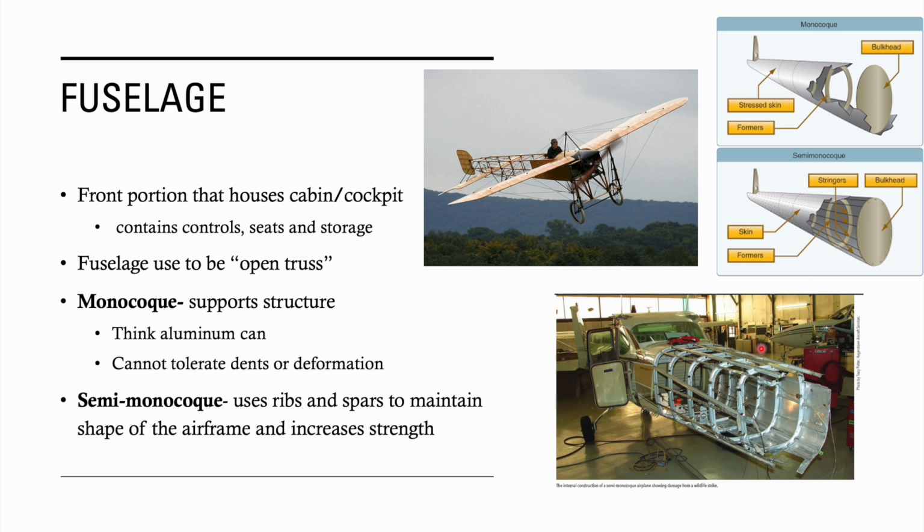Currently, in a Cessna at least, we use what's called a semi-monocoque, which is this design here at the bottom. So it uses ribs, spars, and stringers and a couple other things to maintain the structure of the aircraft. And then it's covered with an aluminum skin to make it more aerodynamic.